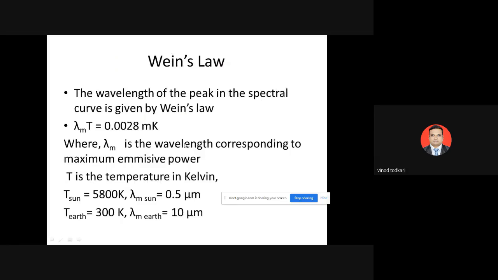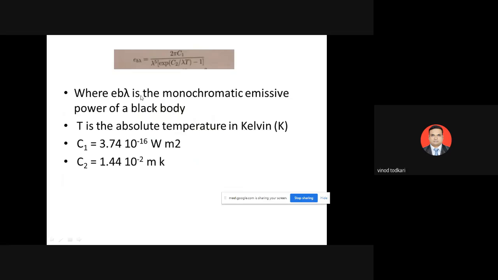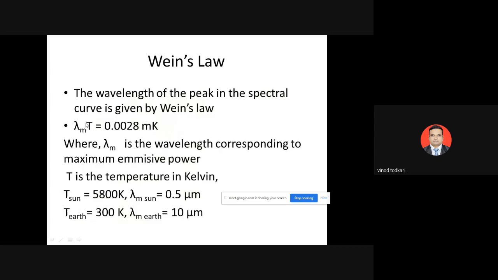Wien has obtained a simple equation, A into B is equal to constant. What equation has he obtained? Lambda m into T. If you have studied in 11th standard, we can derive this equation starting from the previous equation. Lambda m into T is equal to 0.0028. What is lambda m? It is the wavelength at which emissive power is maximum. And what is T? T is the absolute temperature.